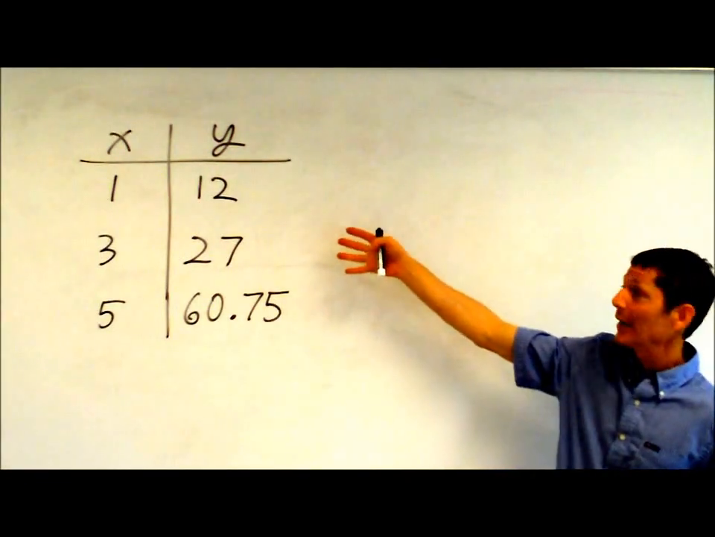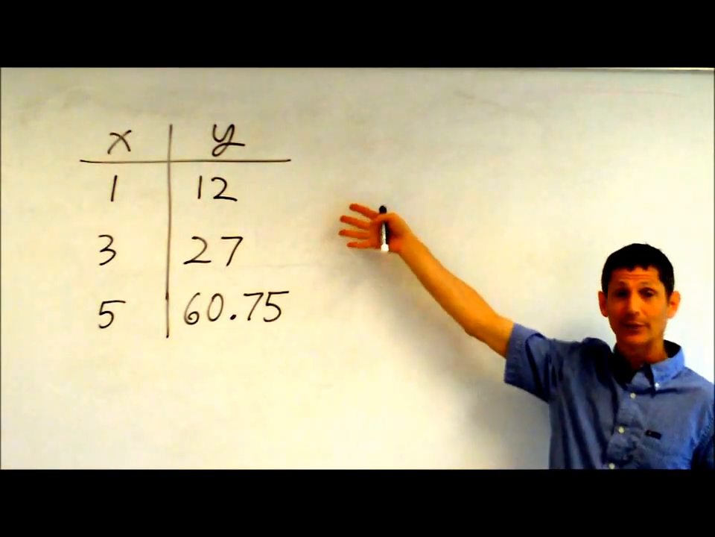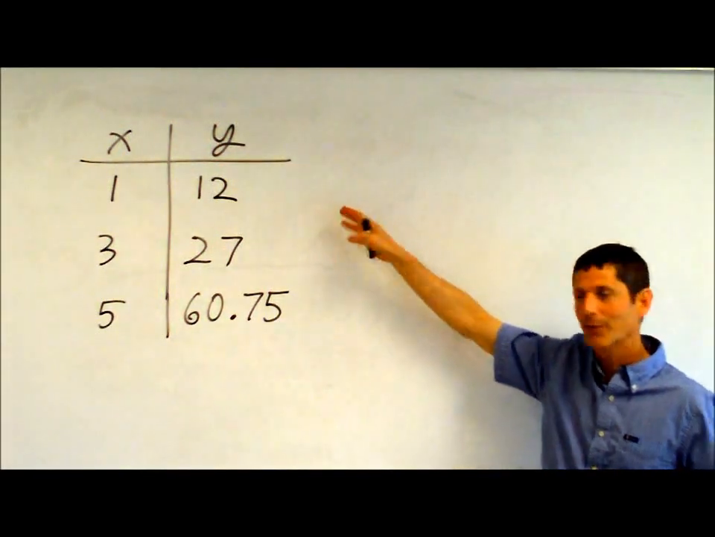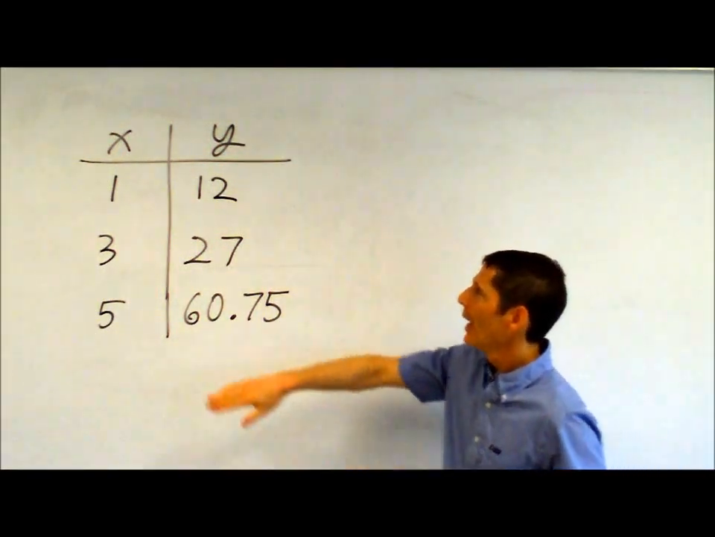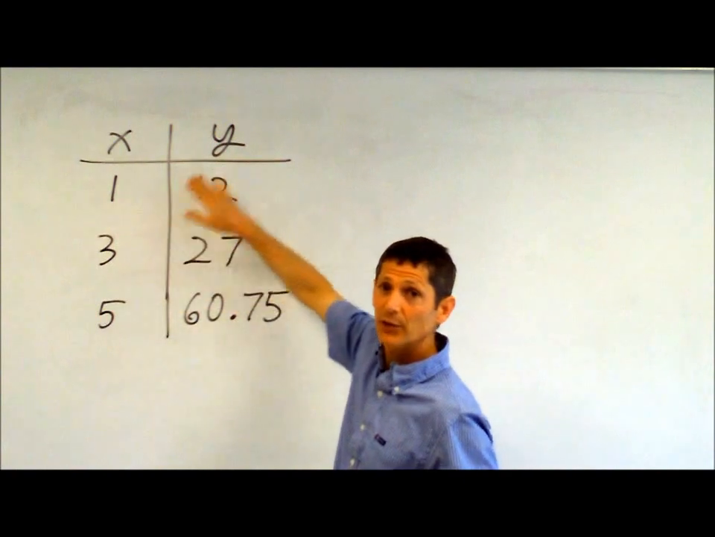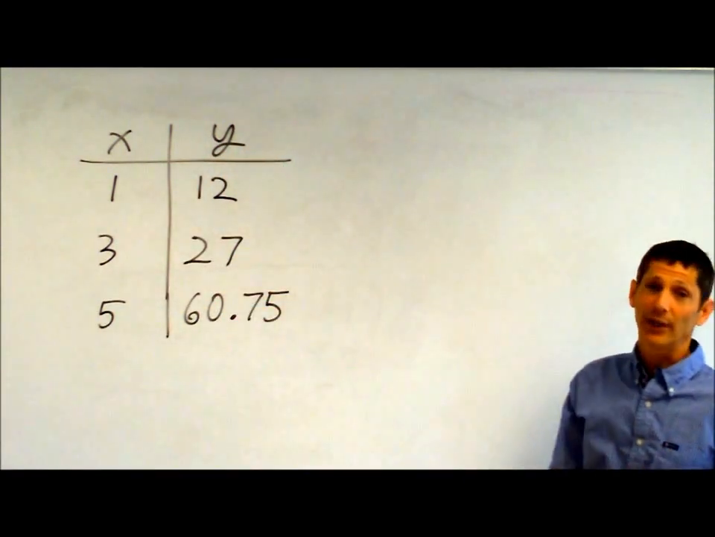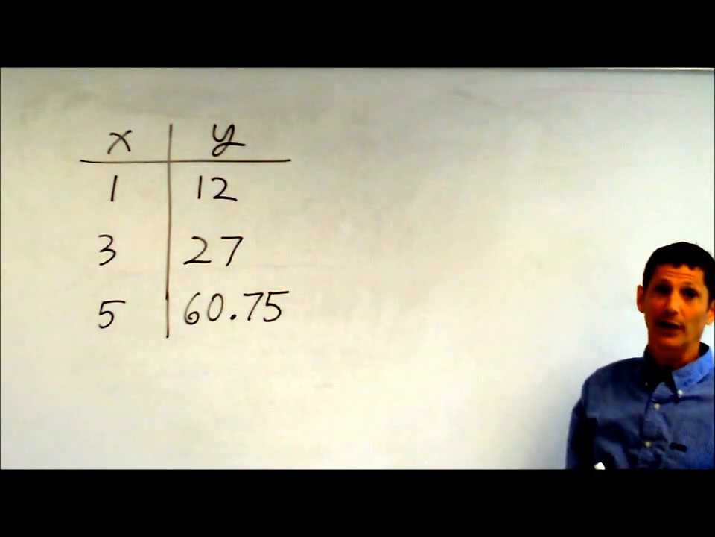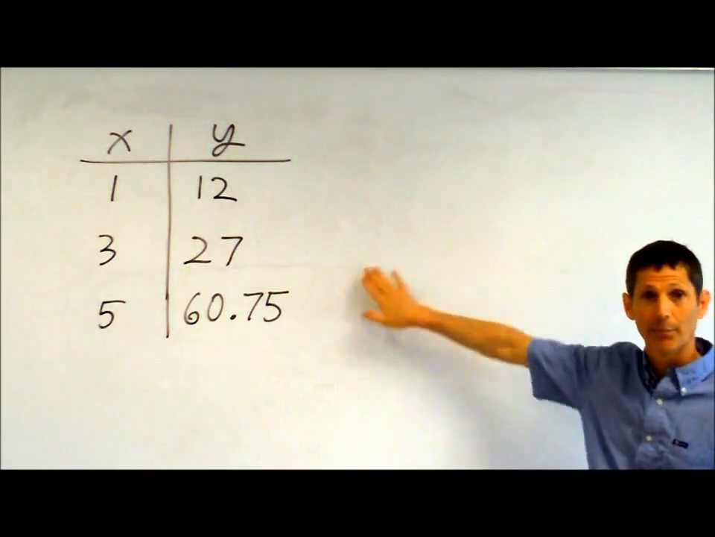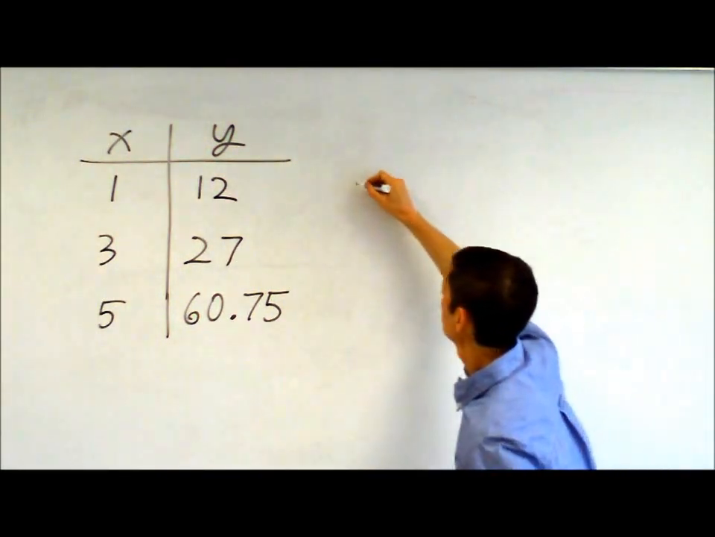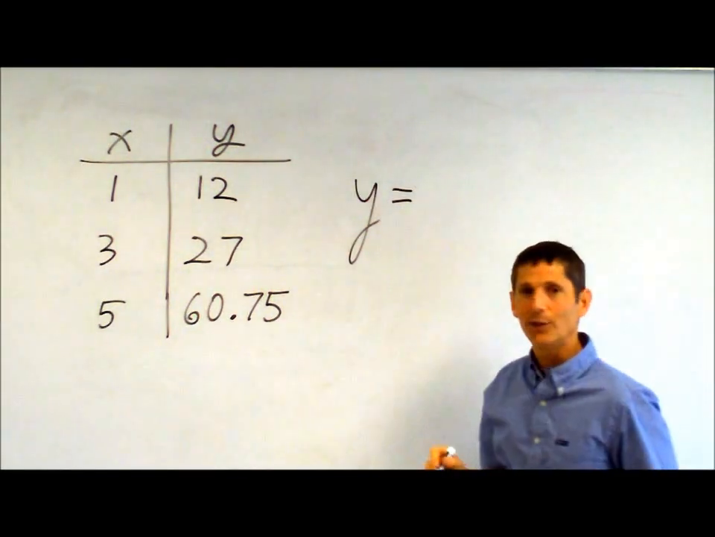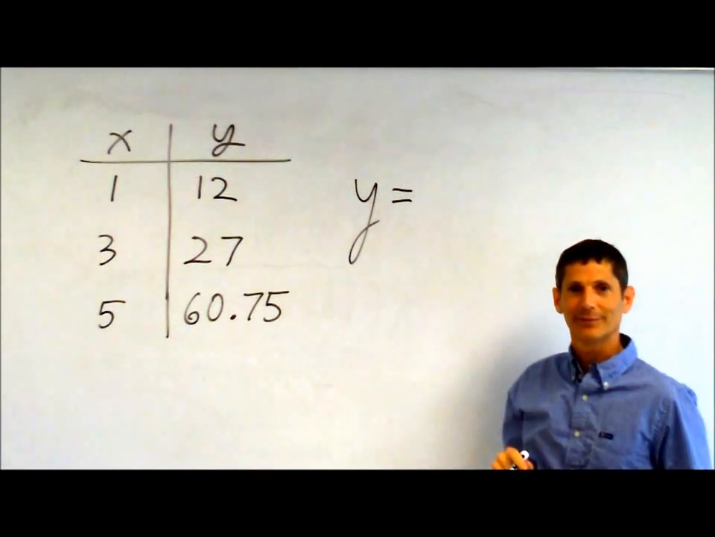So now we're giving you a table with some data in it. Here's my table, and I'm giving you 3 x values, 3 y values, and you have to know that it's exponential. This is exponential data. So I want to write some equation that models this data. Y equals, how's that for a starting point? You're looking good.